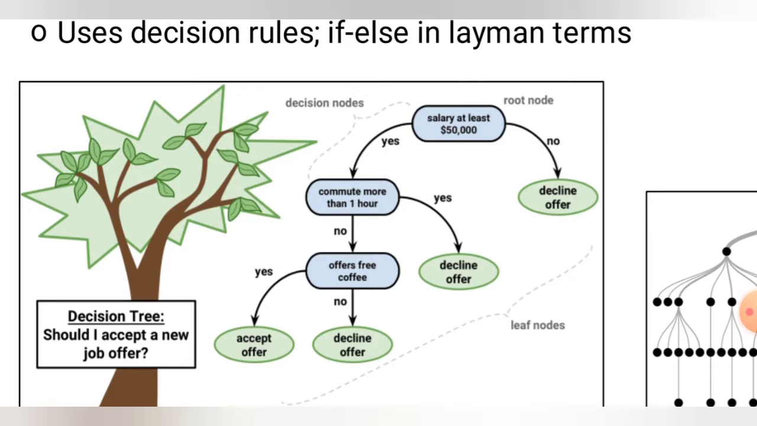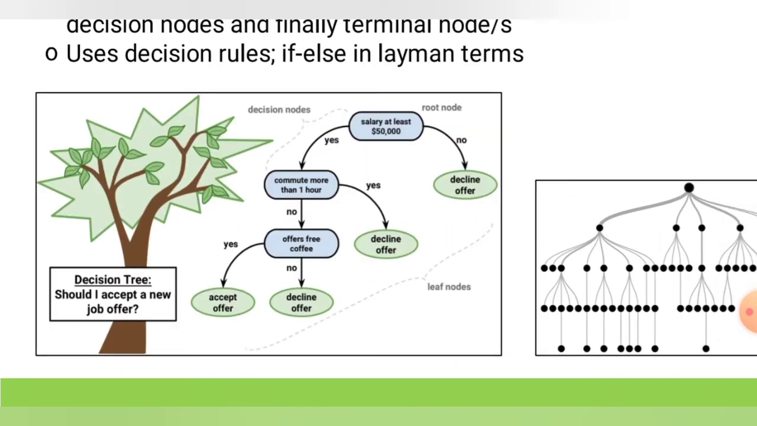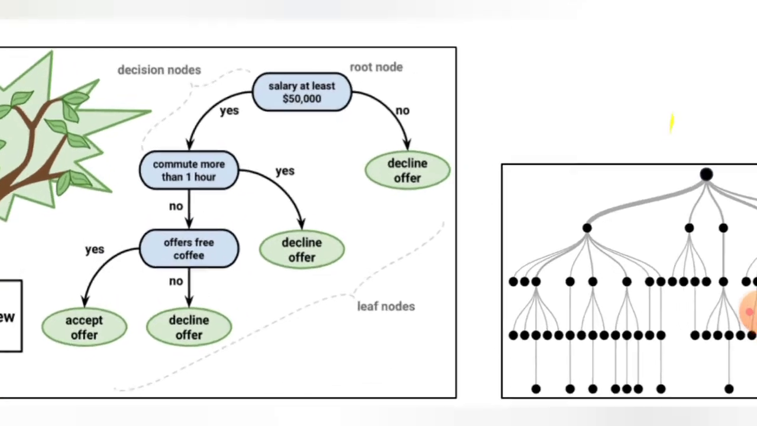If the salary is at least $50,000, if yes, then check commute of more than 1 hour, or if no, decline offer. If the commute is more than 1 hour, if yes, decline. If it is no, then does the job offer free coffee? If it is yes, accept offer. If it is no, decline offer. Once it is a yes and no gate, put your condition according to your requirement. So this is how the decision tree works.